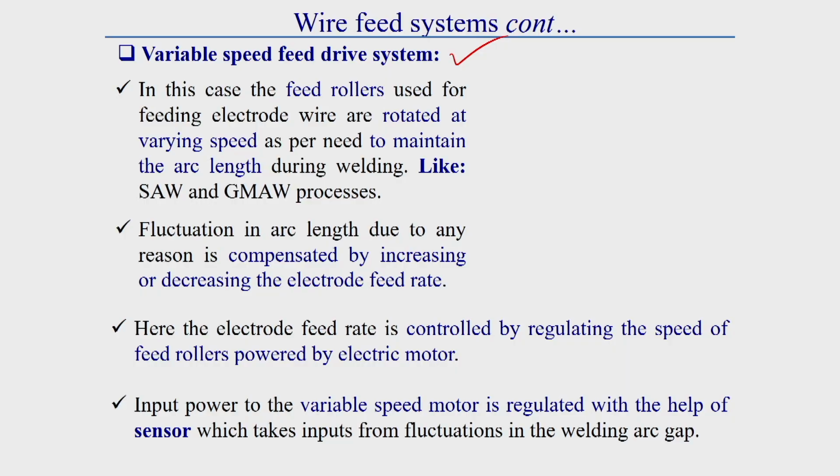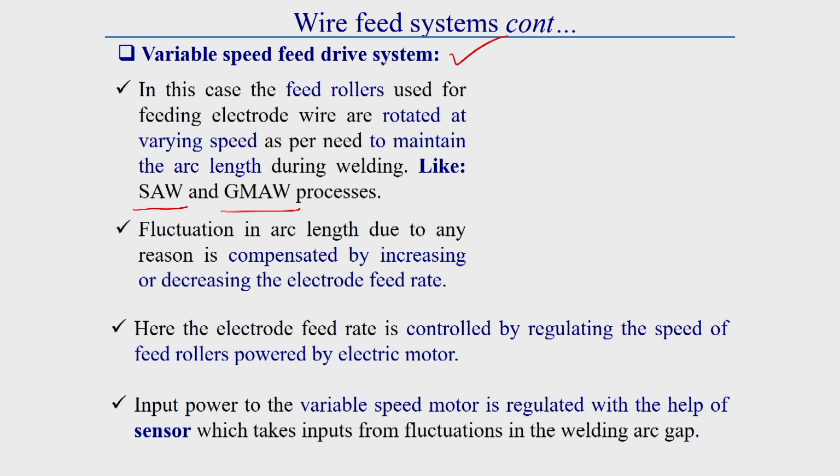But in case of a variable speed power source unit, the feed rollers used for feeding the electrode wire are rotated at varying speed as per need to maintain the arc length during welding. These types of power source units are generally used for automatic welding processes, especially consumable electrode welding processes like submerged arc welding and GMAW. These variable speed feed drive systems we can see in such advanced welding processes.